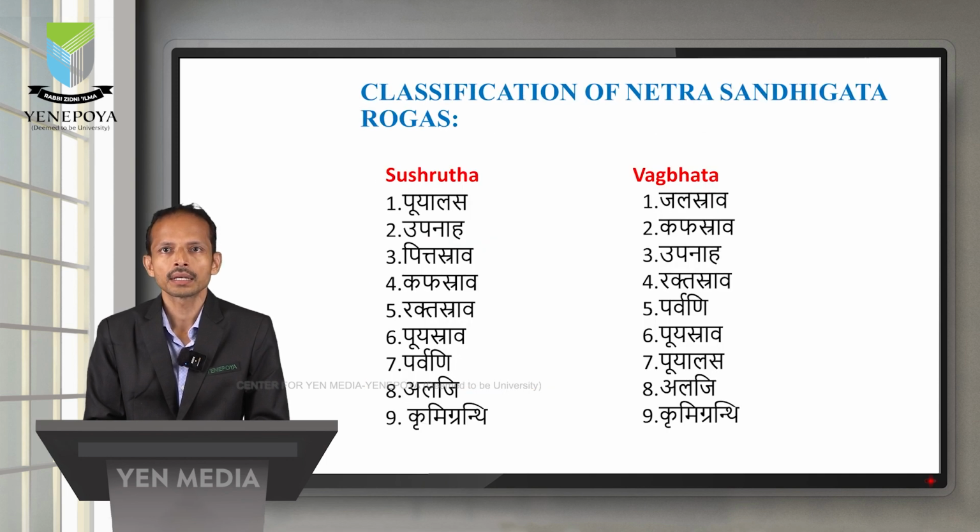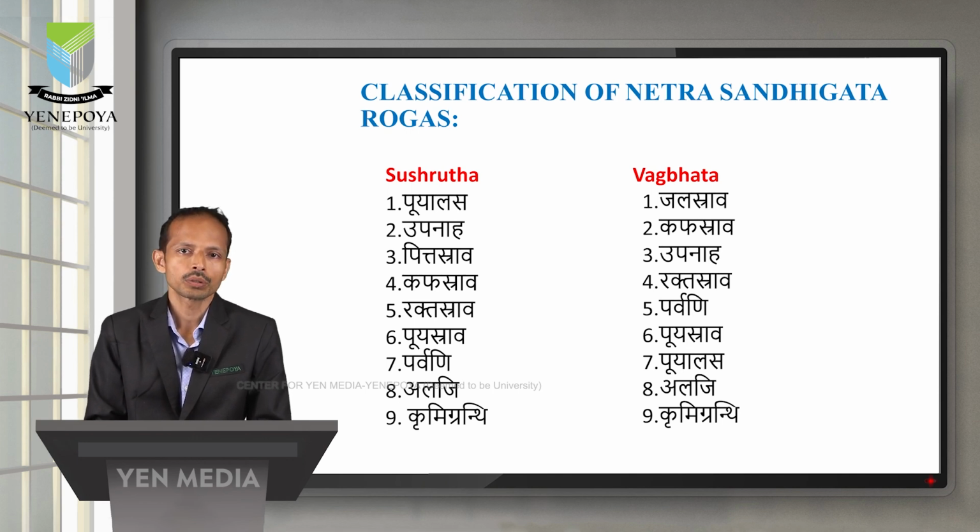The Netra Sandhigata Rogas mentioned by Acharya Sushruta are Puyalasa, Upanaha, Pittasrava, Kafasrava, Raktasrava, Puyasrava, Parvani, Alaji and Krimigranthi. So, a total of 9 Sandhigata Rogas. These 9 are also mentioned by Vagbhata, but instead of Pittasrava, Acharya Vagbhata mentioned Jalasrava.